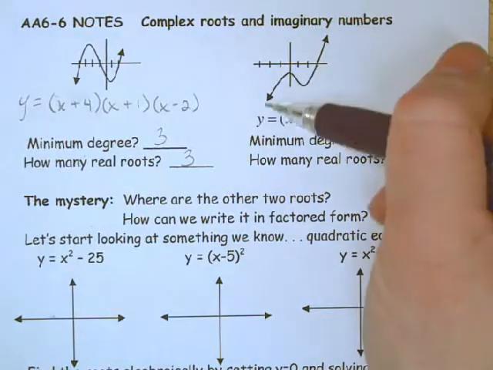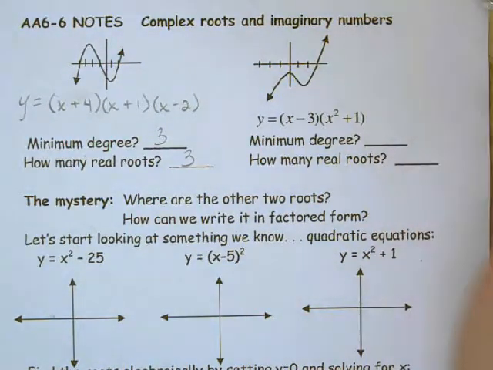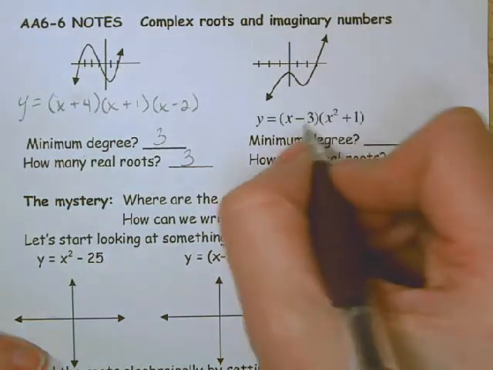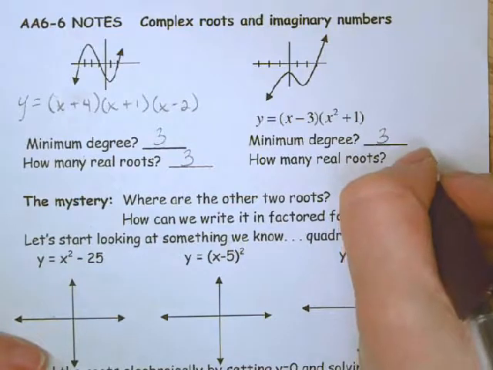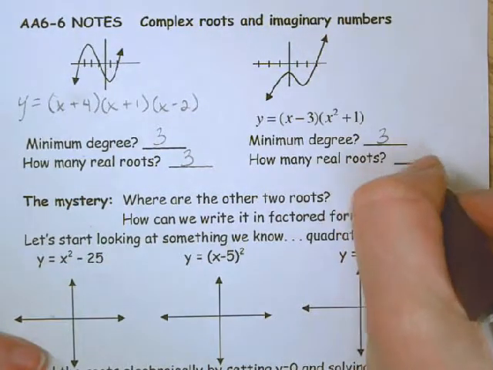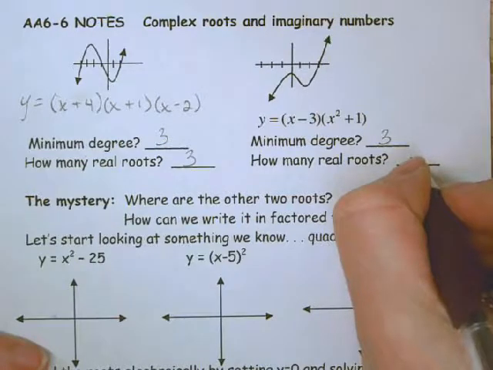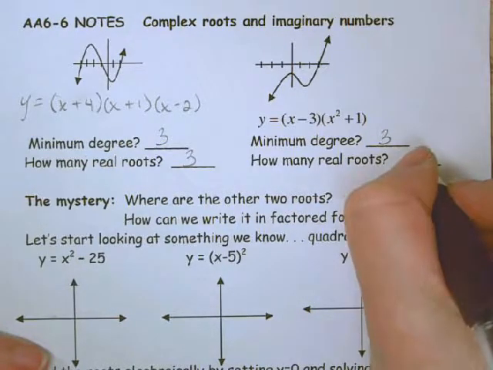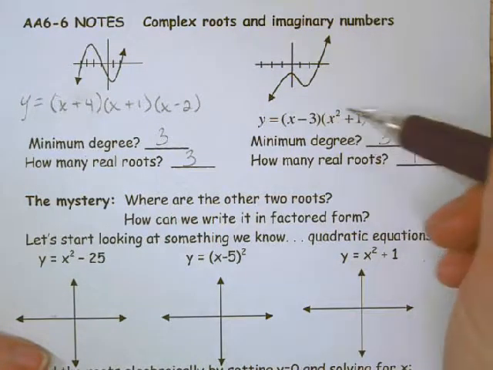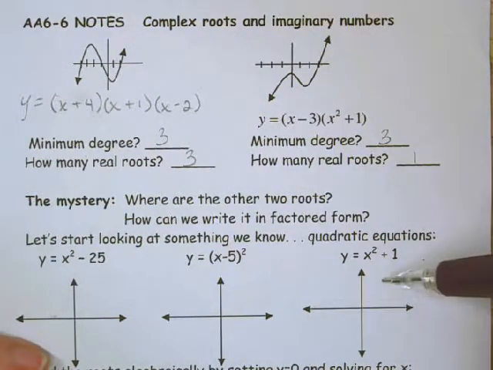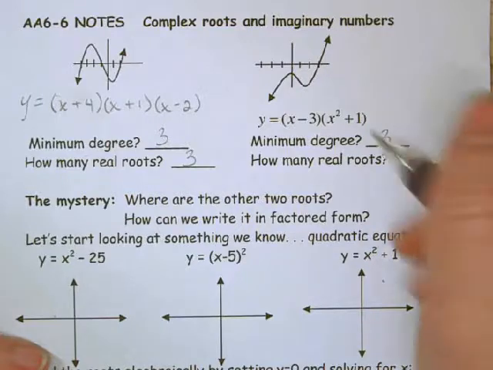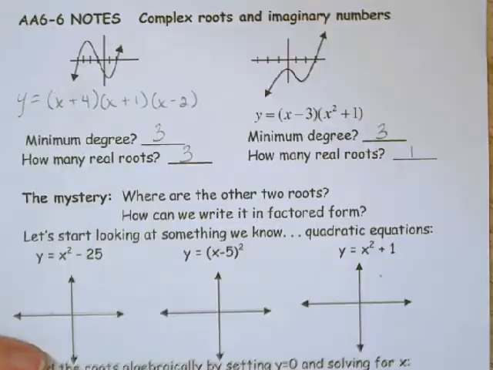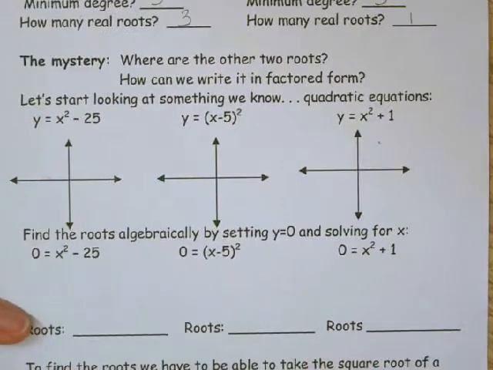Now something like this, because of the shape, we can guess that it would have a degree of 3 as well because of those shifts, but we also know from the equation, if we multiply this out, this would have 3 degrees. But it only has 1 real root. And if we look at this x squared plus 1, we're going to deal with this in just a moment, because when we're finding our roots algebraically, we're looking at what makes those zeros, and that brings in a complication. So where those other 2 roots actually exist and how we can write this in factored form becomes more complicated.